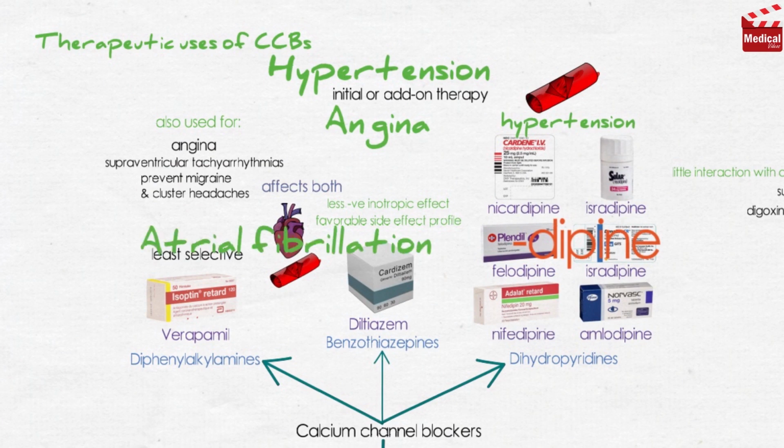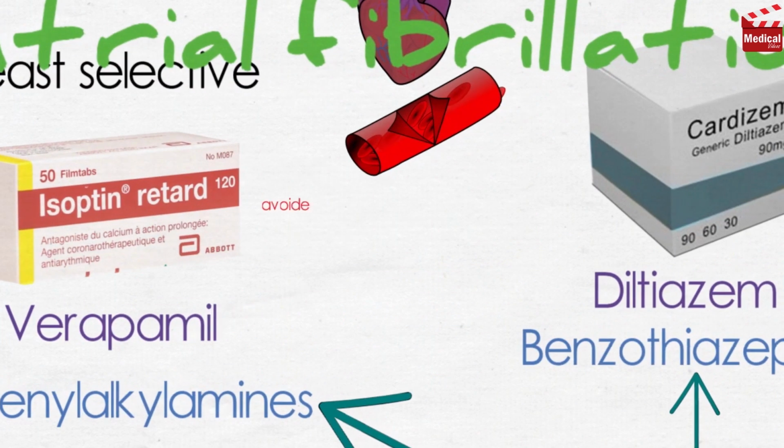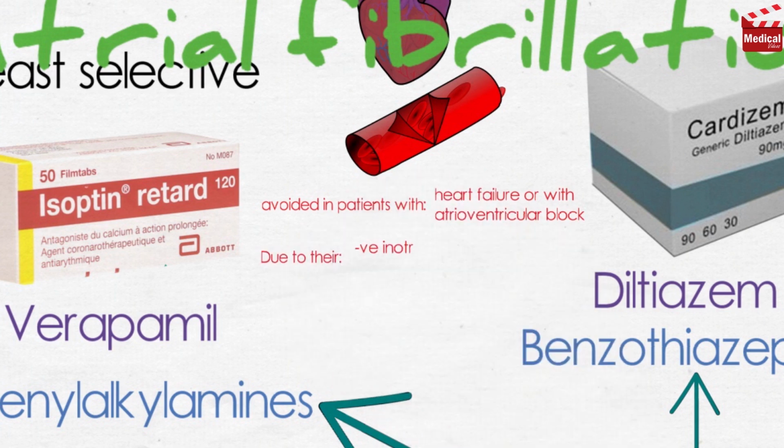And finally, let's talk about their adverse effects. Verapamil has common dose-dependent side effects, which are first-degree atrioventricular block and constipation. Verapamil and diltiazem should be avoided in patients with heart failure or with atrioventricular block, due to their negative inotropic and dromotropic effects, which means decreased force of cardiac muscle contraction and decreased velocity of conduction, respectively.